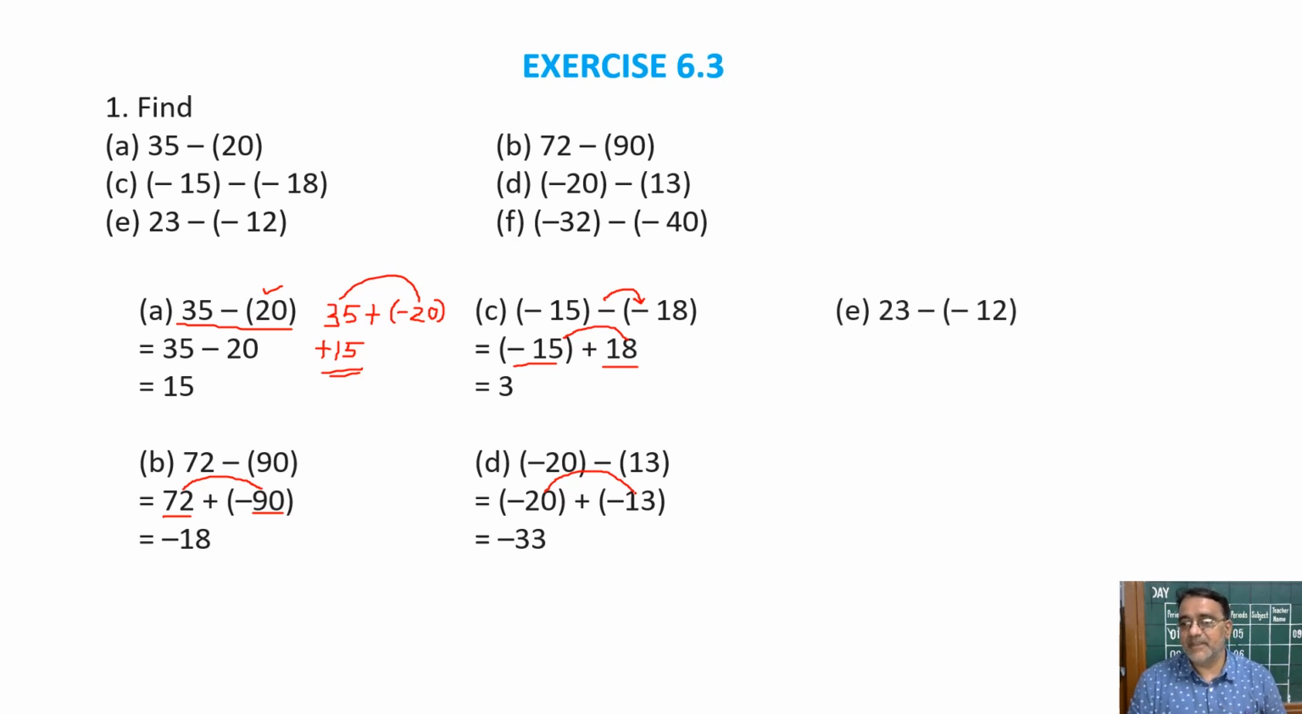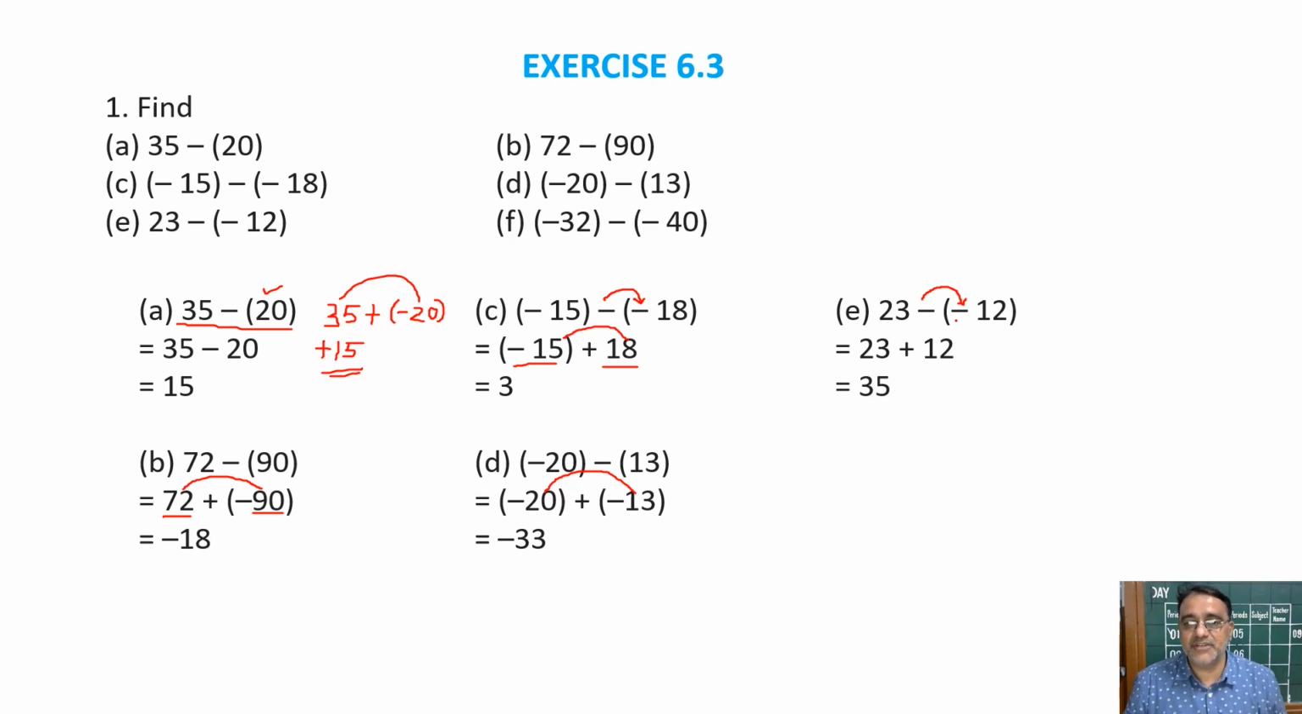Now next question, 23 minus of minus 12. Just now I told these two will become plus. So 23 plus 12. अब ये simple addition हो गया. So the answer is 35.